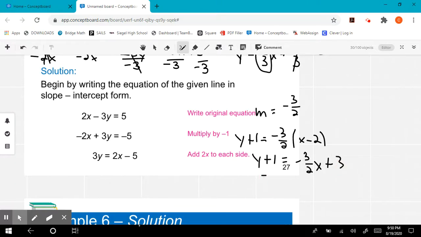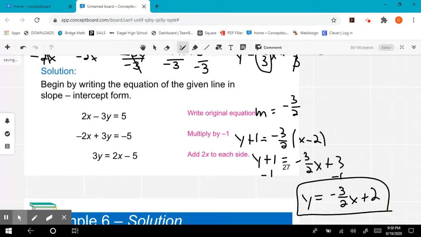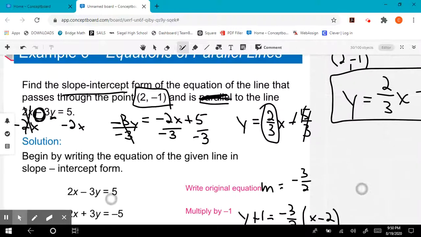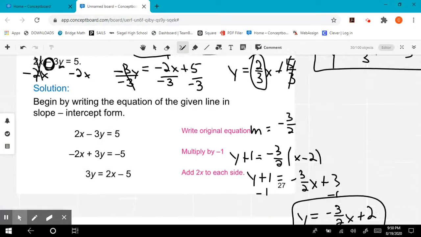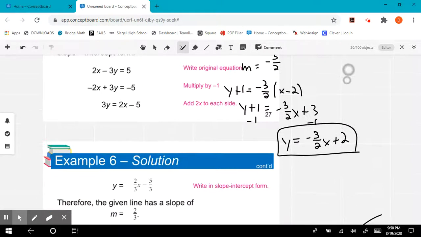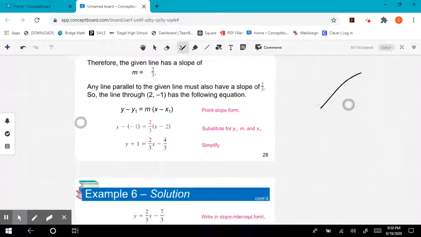This was a little easier. Then I would subtract 1 to get it in slope-intercept form. So I would end up with y equals -3/2 x plus 2. That would be a perpendicular line that goes through that point right there. And that's really everything that we've got covered.